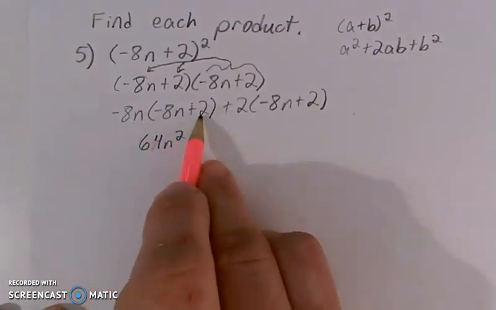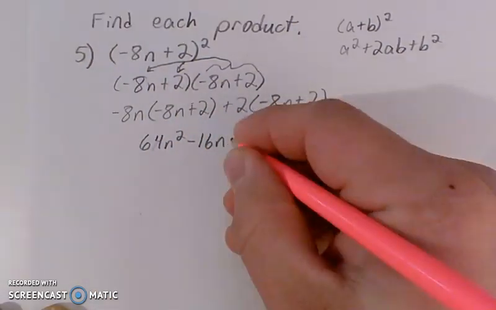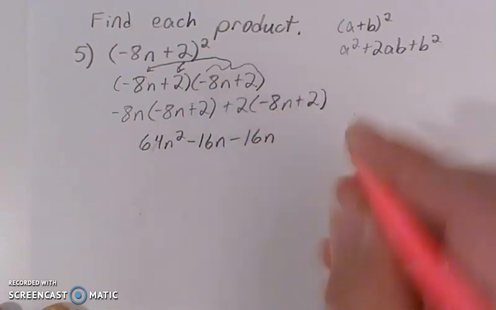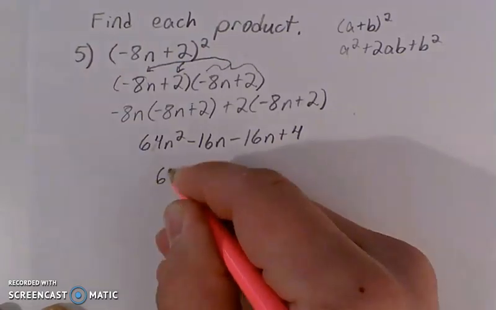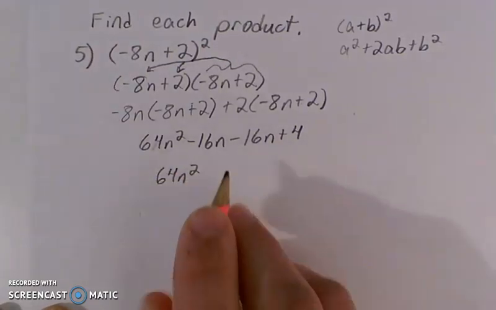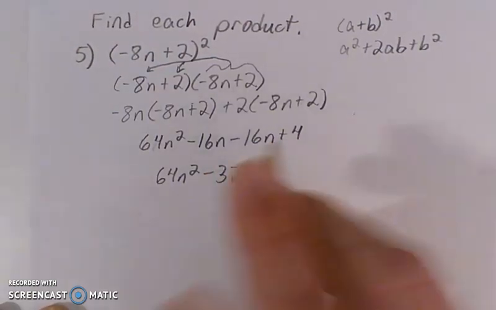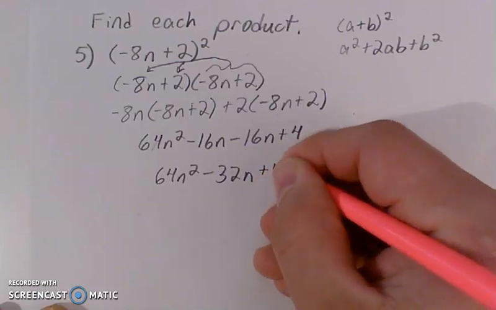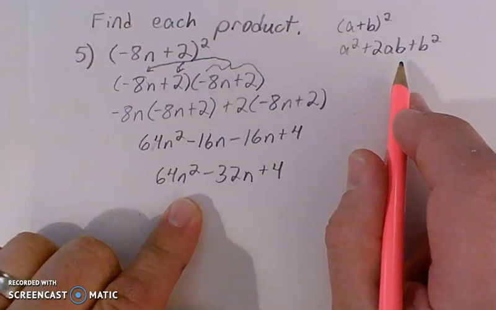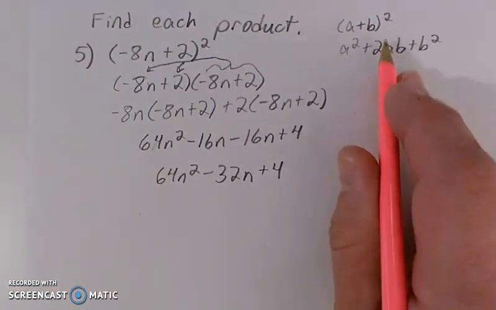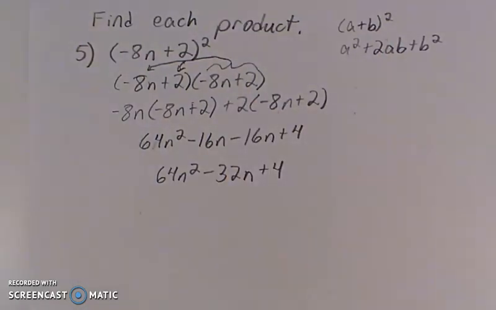Alright, negative 8n times positive 2 is negative 16n. 2 times negative 8n is negative 16n. And 2 times 2 is positive 4. 64n squared has nothing to combine with. Negative 16n minus 16n is negative 32n, and positive 4 will be at the end, which does match this form I was referencing earlier that you should have seen by now. And if you're going to just use this form to get straight to the answer, that's fine. That's much better instead of multiplying all this out like this.